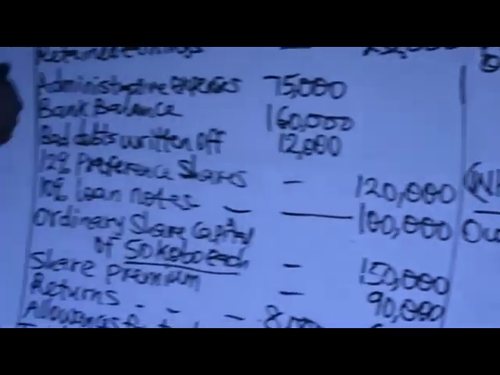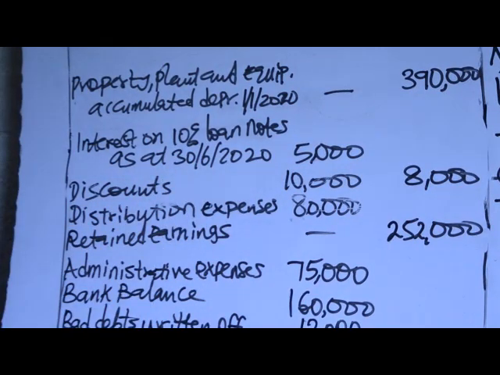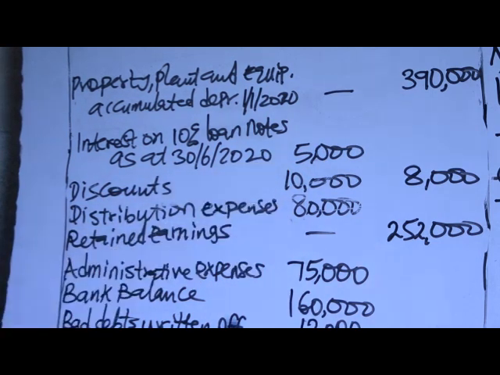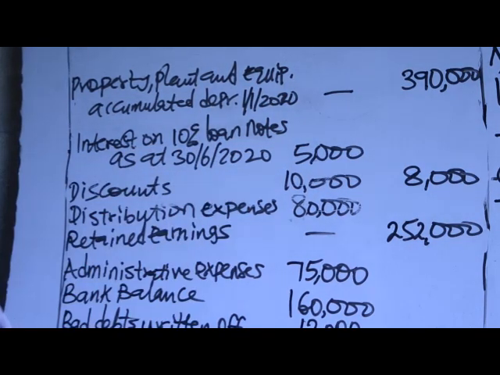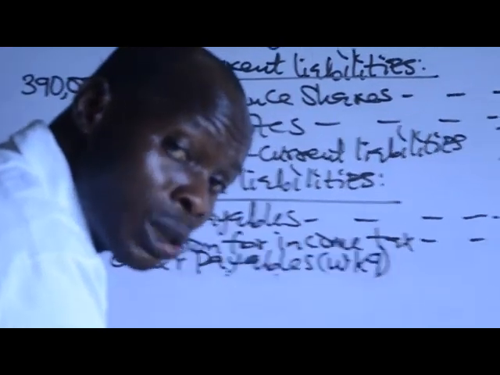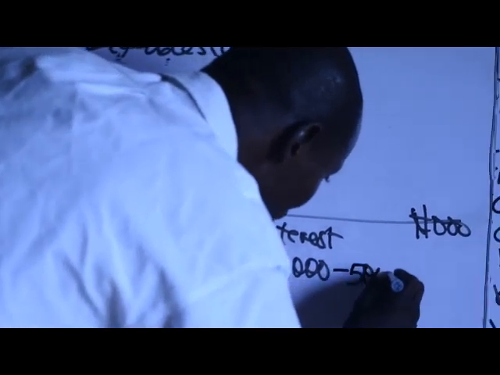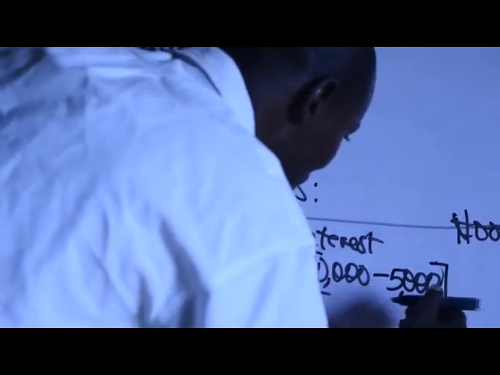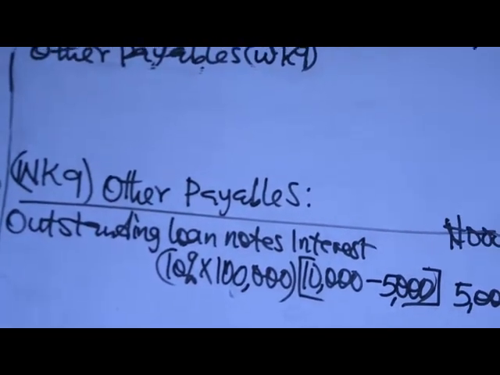But back to the trial balance. You have interest on 10% loan notes as at 30th of June 2020 that amounted to 5,000. That means half year interest, from January 2020 to June 2020, has been paid. So you now remove the one that has been paid. The loan notes interest due is 10,000. From the 10,000, 5,000 has been paid. That means the one that remains unpaid is 5,000. That is 10,000 minus 5,000. That is the outstanding loan notes interest.